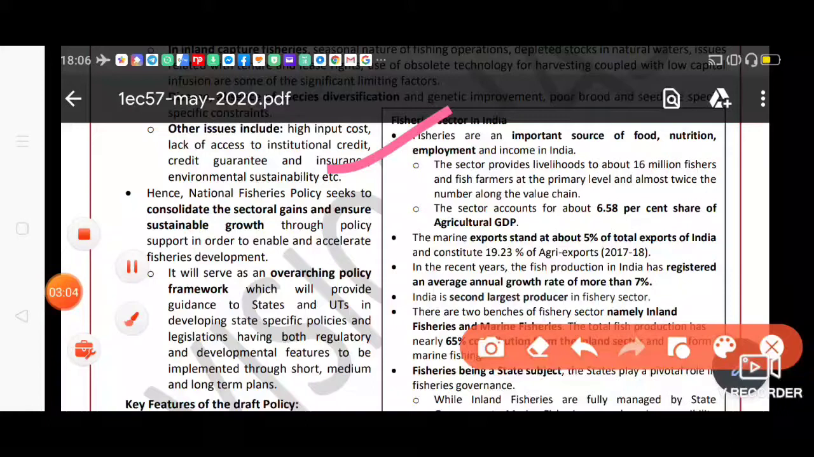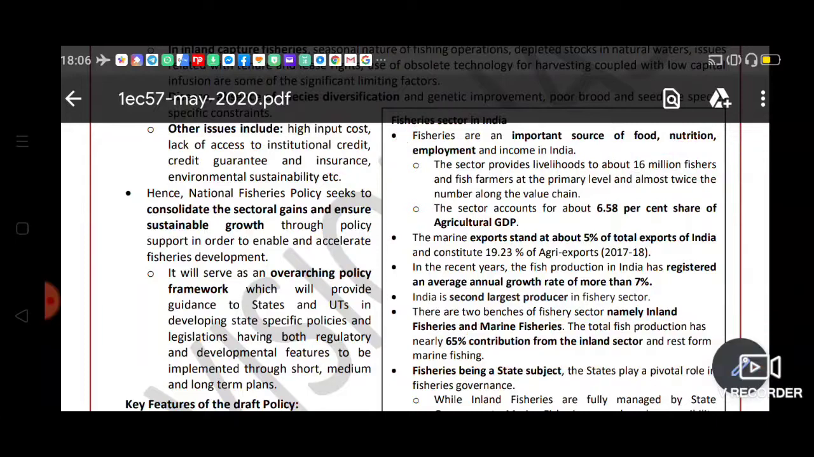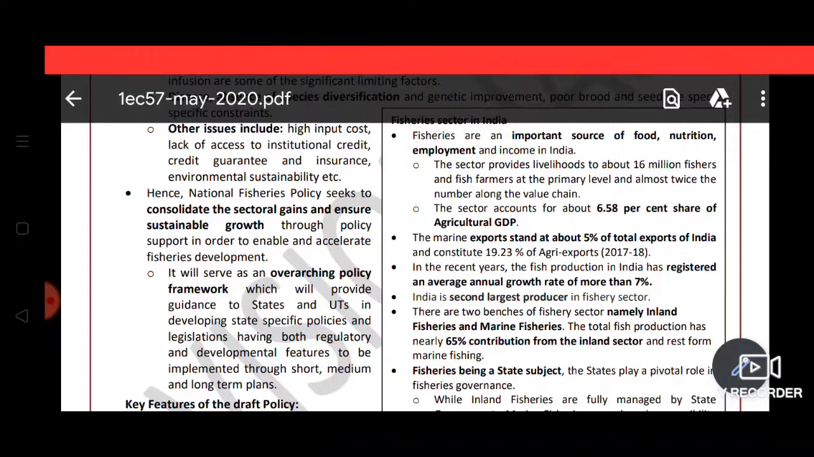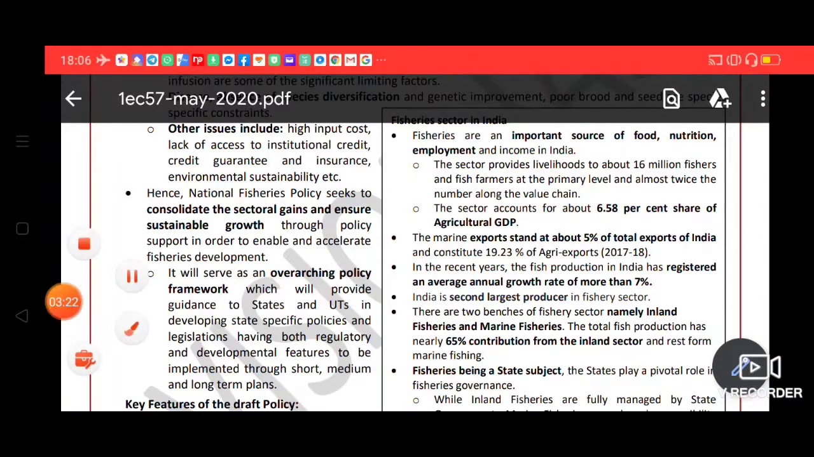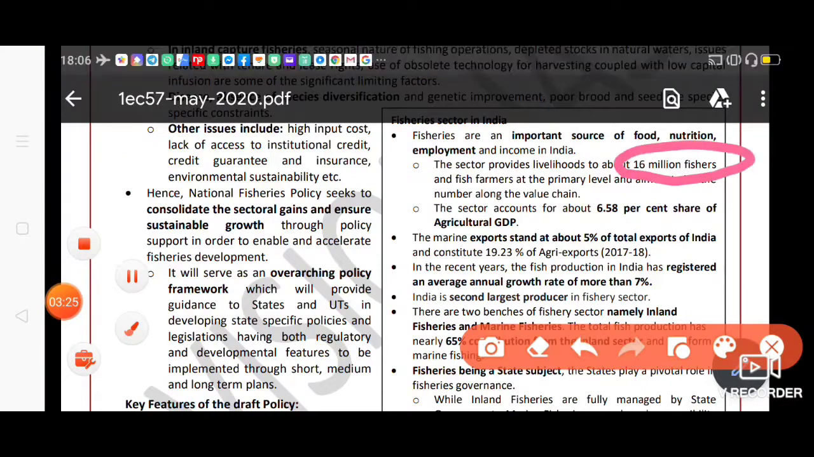Fisheries are an important source of food, nutrition, employment and income in India. The sector provides livelihood for 16 million fishers and fish farmers at the primary level and almost twice that number along the value chain. So just remember this number: 16 million fishermen and women, and fish farmers. The sector accounts for 6.58% share of agricultural GDP. So 16 million and 6.58% share of agricultural GDP.